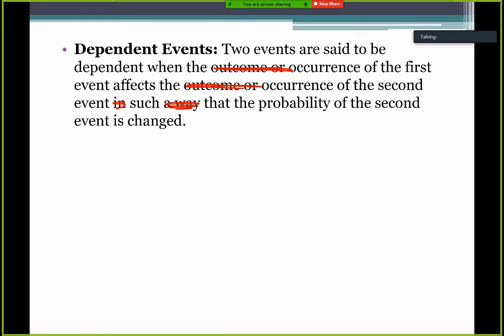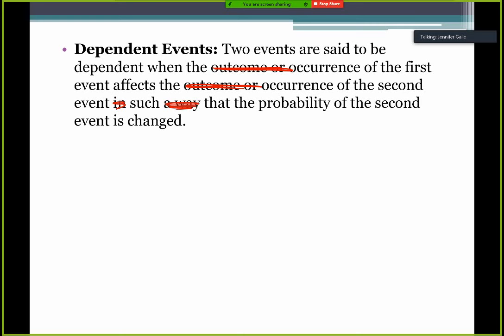So independent, totally separate. The first thing can happen, it's not going to change the second one happening. Dependent, however, once that first thing happens, the chance that the second one happens has been changed. Doesn't mean it can't happen anymore, it just means it's changed. And we're going to do some examples just like we did with the independent events.